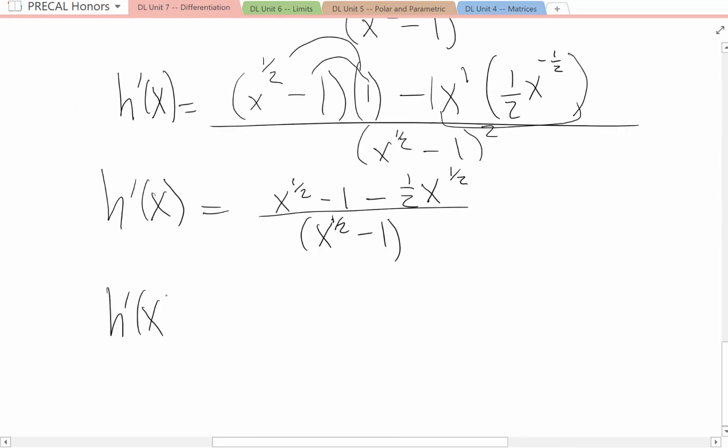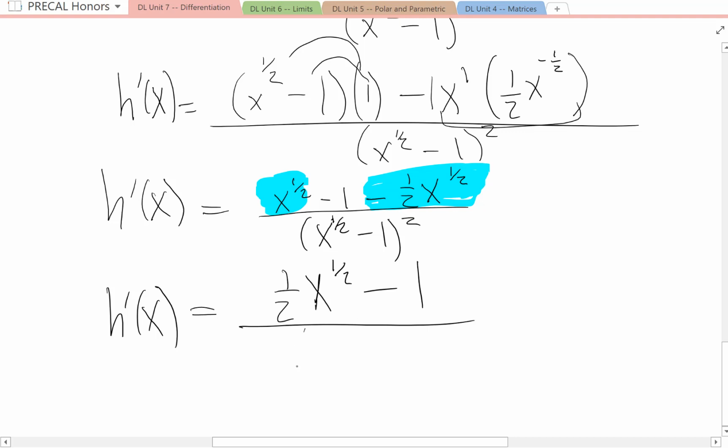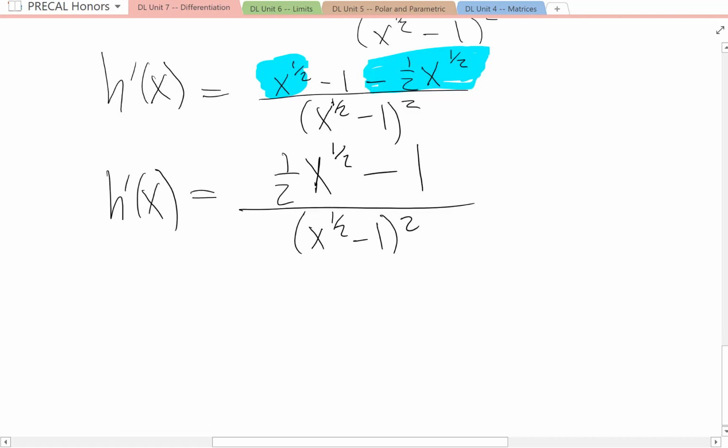There are some like terms. There's an x to the 1/2 and an x to the 1/2 that we can combine. So you have 1x to the 1/2 minus 1/2 x to the 1/2 leaves me with 1/2 x to the 1/2 minus 1 all over x to the 1/2 minus 1 squared.